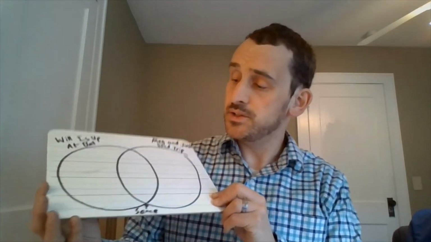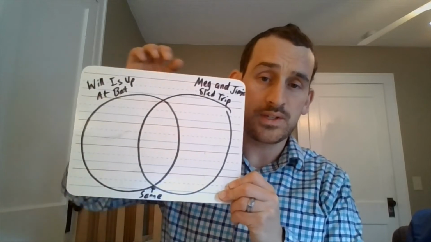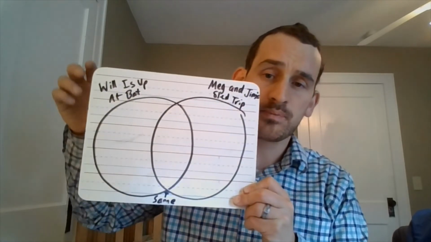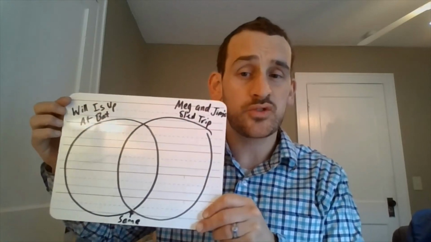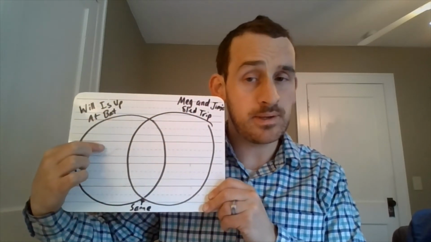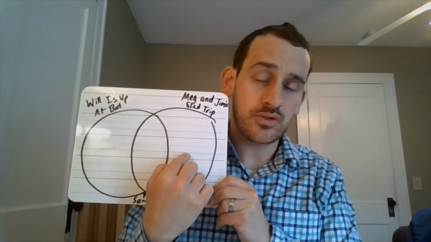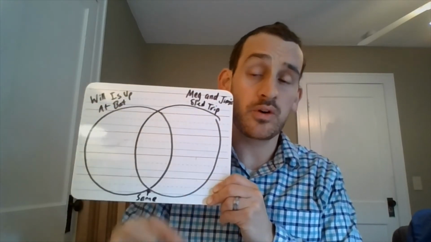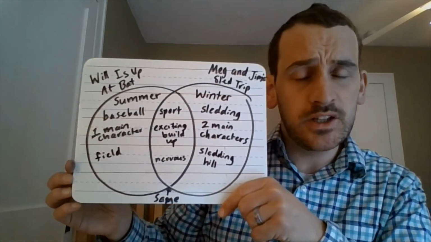The final thing we're going to do today is we're going to take a look at a different story, which is Meg and Jim's sled trip, and we're going to compare and contrast it with Will is Up at Bat and try and look at some of the things that only happened in Will is Up at Bat, some of the things that only happened in Meg and Jim's sled trip, and then some things that were the same. So let's take a look and compare.